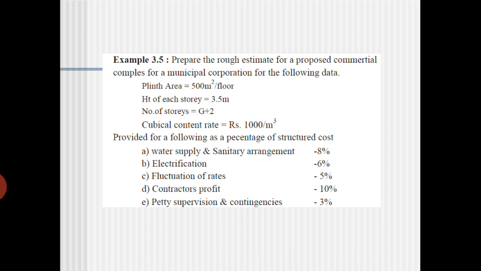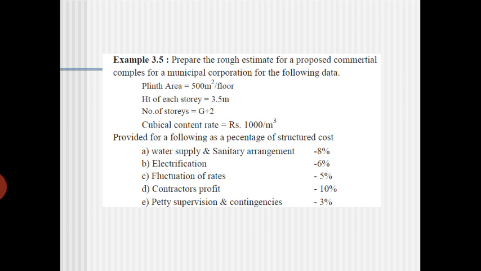The cubical content rate is 1000 per meter cube. First what you have to do is that the plinth area should be multiplied by the height. Then you will get the total cubic volume of the building, then it should be multiplied by the cubical content rate.